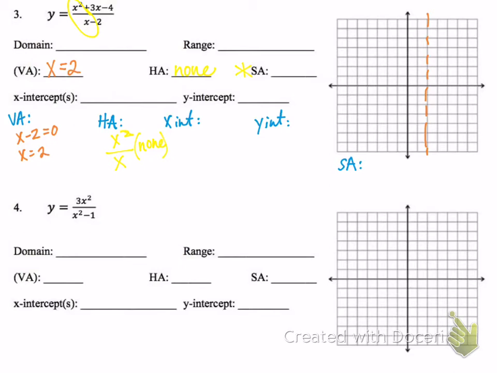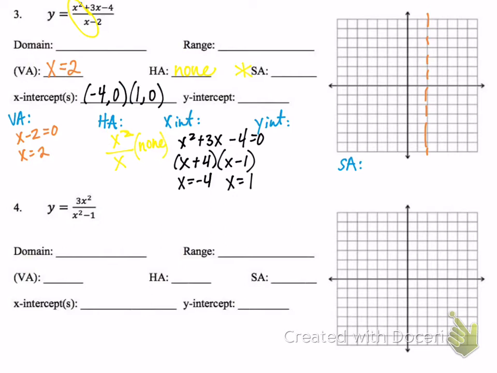So then my x-intercept, I set the numerator equal to 0. So I would say x squared plus 3x minus 4 equals 0. I'm going to have two solutions because it's squared, so I need to factor this. So how could I factor? Multiply to get -4: 4 and -1. So x plus 4, x minus 1. So I'm going to have an x-intercept at -4 and an x-intercept at 1. So (-4, 0) and (1, 0).